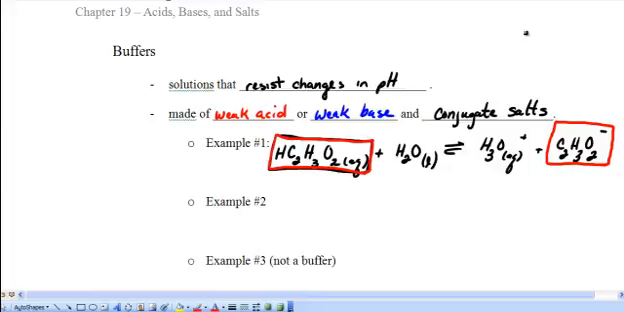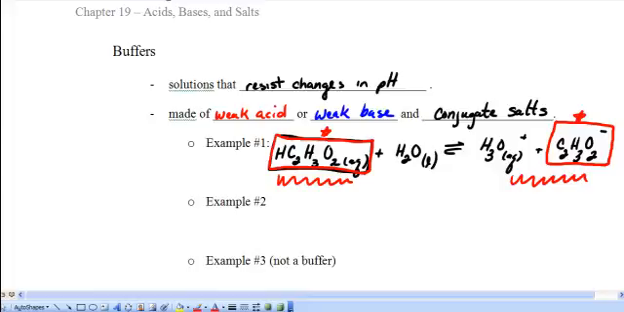So now, in terms of equilibrium, you have a tremendous amount on this side. You have a tremendous amount on this side of the equilibrium. So what ends up happening is this. If you add a base, this will neutralize it. If you add an acid, this will neutralize it. And so therefore, if you add either an acid or a base, it's not going to change much in the pH.